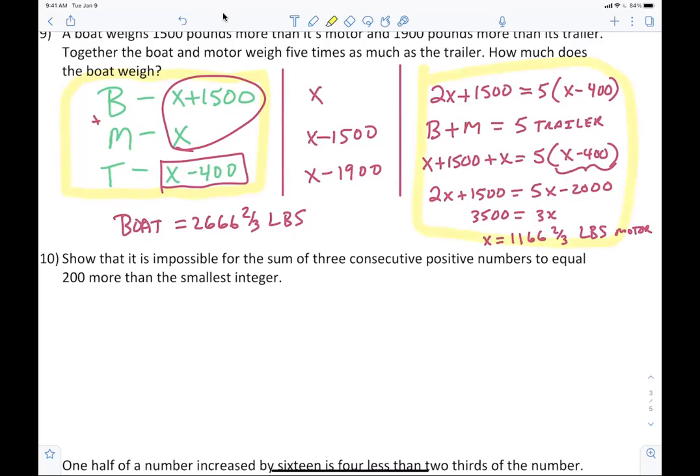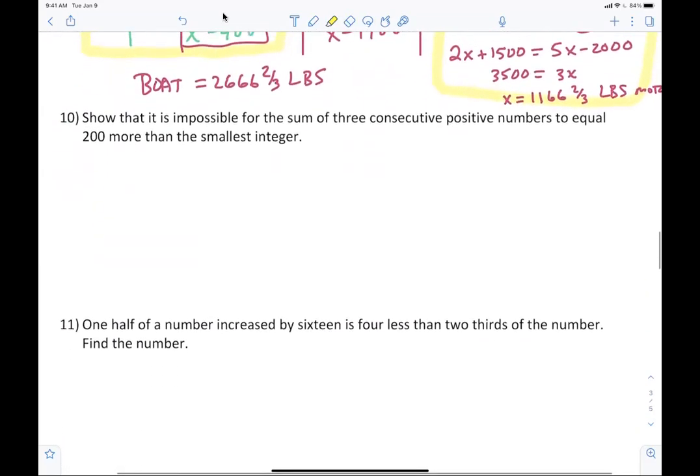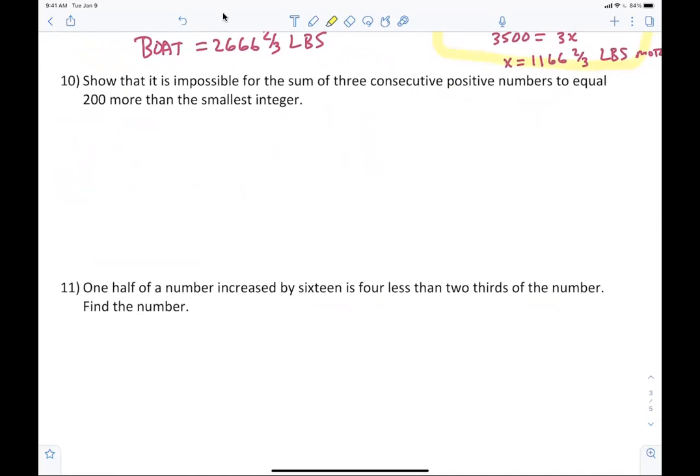All right. I'm pretty happy with that. Now, number 10. Here we go. Show that it is impossible for the sum of 3 consecutive positive numbers. Notice it says 3 consecutive positive. That means they can't be what? They can't be negative. All right, so how do I write consecutive numbers again? Think about it. X, X plus 1, X plus 2. Those are consecutives.